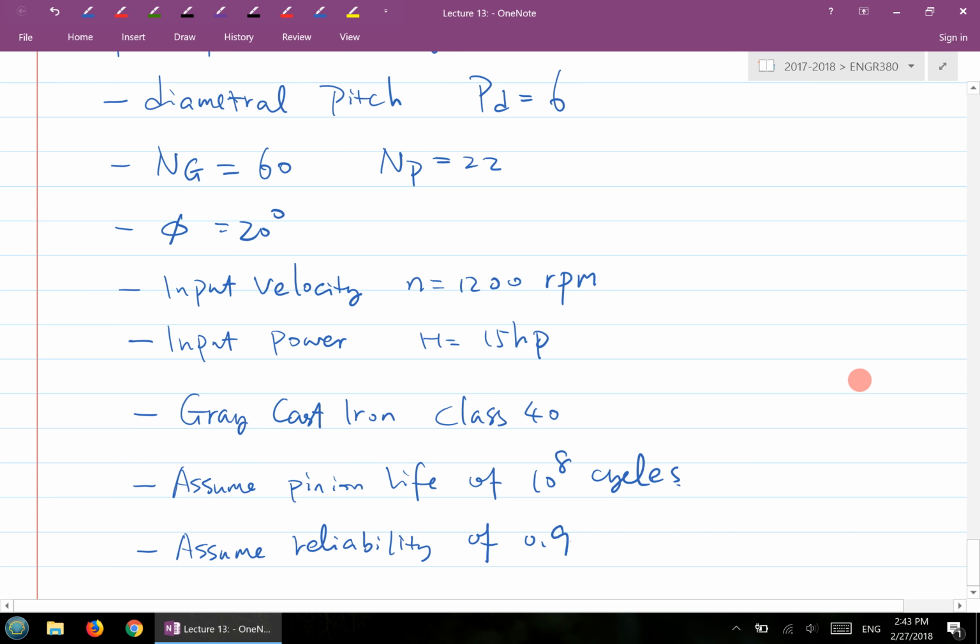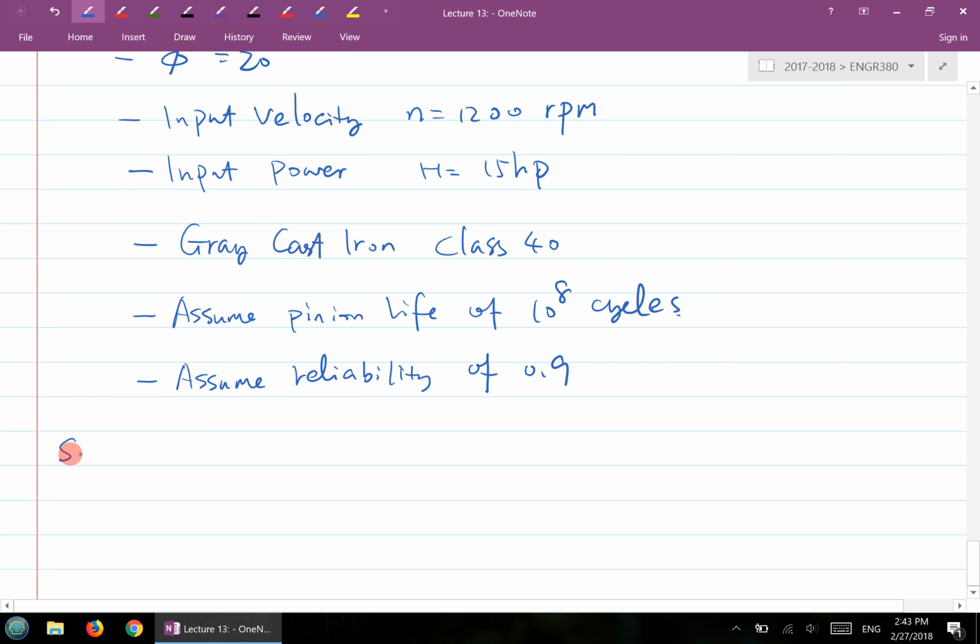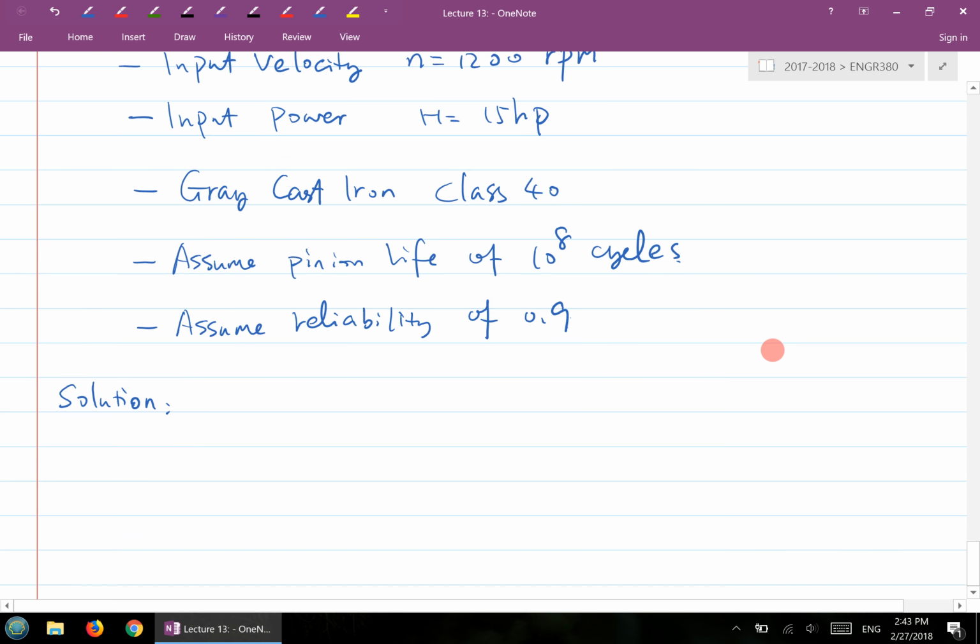So basically, here's the parameter, here's the working condition. Analyze the safety of these gears, the pinion and the gear. Before we dive in, we need to figure out some values first. The first value we need to figure out is the transmitted load WT. So what does the WT equal to?